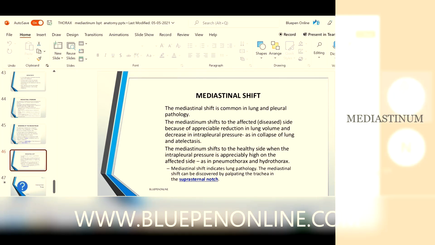Another clinical point of the mediastinum is mediastinal shift. That is common in the case of lung and pleural pathology. Where it is affected or diseased, the mediastinum shifts to that side because of the reduction in lung volume and decrease in intrapleural pressure, as in collapse of lung. The mediastinum shifts to the healthy side when the intrapleural pressure is high on the affected side, as in the case of hydrothorax and pneumothorax. So that is the mediastinal shift.